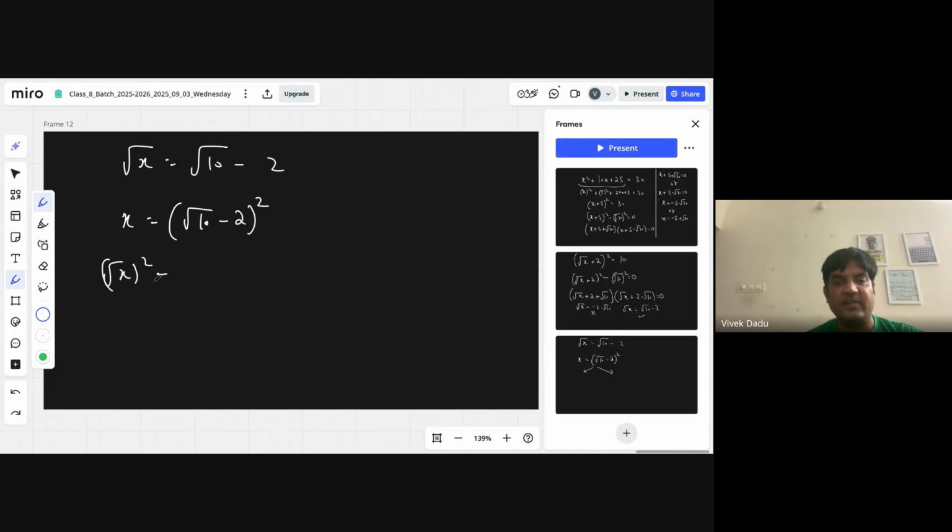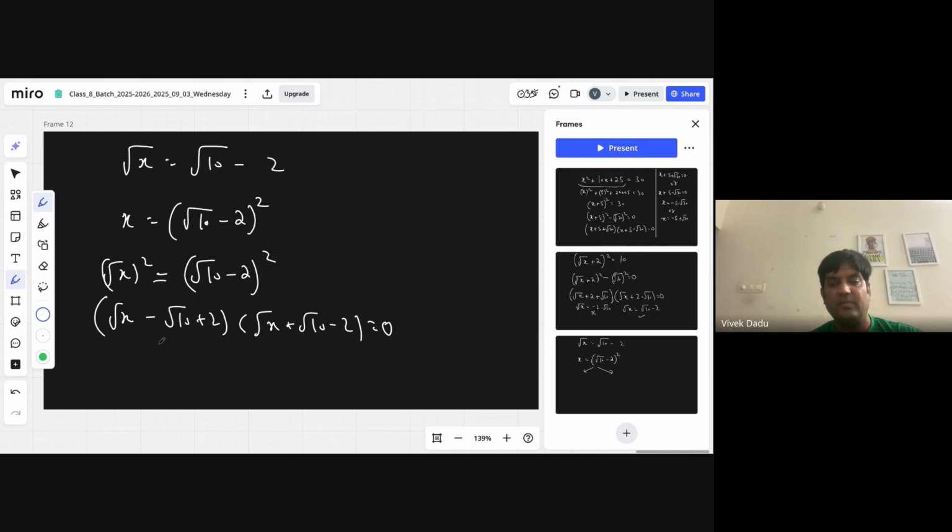You can write like this, yes or no? And root x plus root 10 minus 2, right, Sarah? Yes. So you will get root x is equal to root 10 minus 2, or you will get root x equal to minus root 10 plus 2. Right?